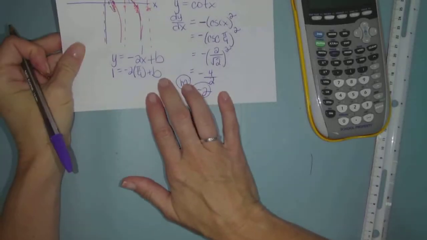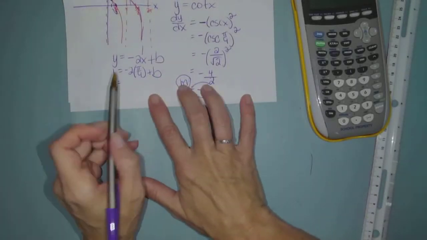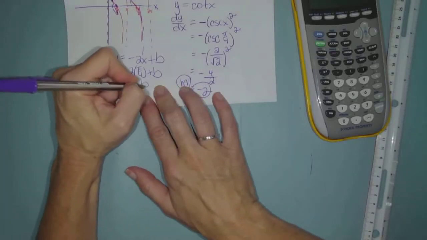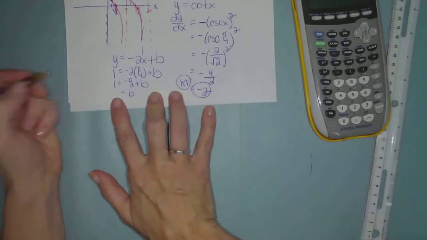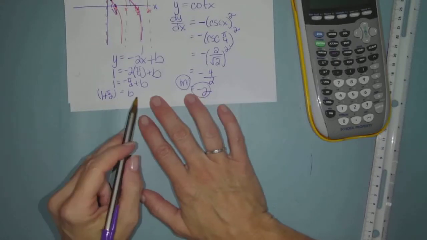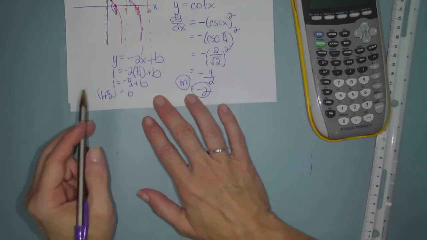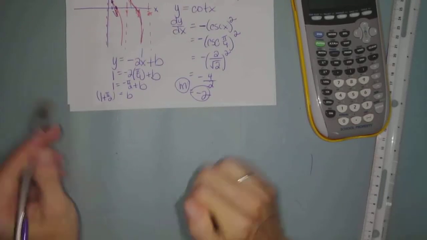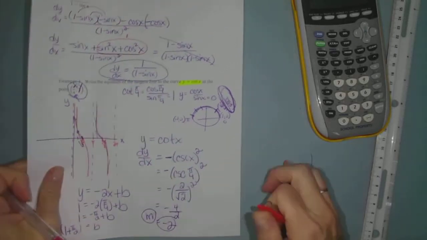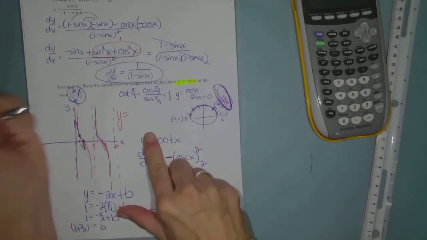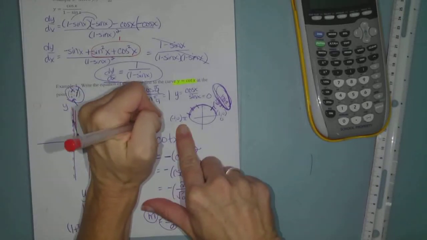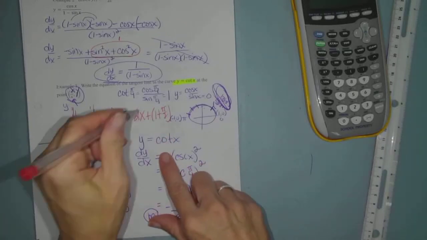And so solving now for b, I have 1 equals negative 2 times pi over 4, which is negative pi over 2, plus b. So b will simply be 1 plus pi over 2. And you can get that as a decimal if you want, or leave it exact like this. So the final answer to this problem, the equation of the tangent line is, drum roll please, y equals negative 2x plus 1 plus pi over 2. That's my b. There you have it.